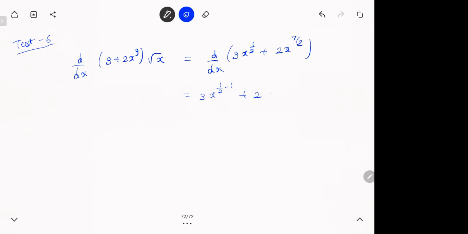It is d by dx of 3 plus 2x cube root x. So that is d by dx of 3x power half plus 2x power 7 by 2 था वो. Differentiate करो ना. This will be how much? X power half minus 1 plus 2 into half will come here, 7 by 2 into x power 7 by 2 minus 1. So that is 3 by root x plus 7 by x power 5 by 2.